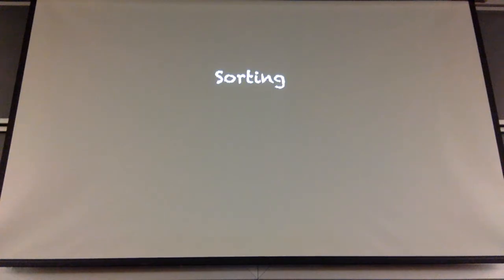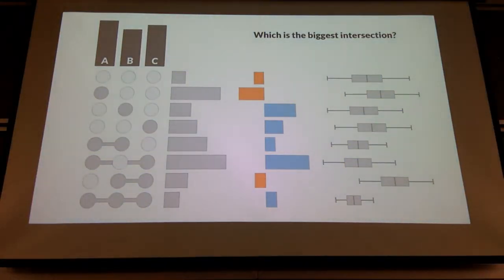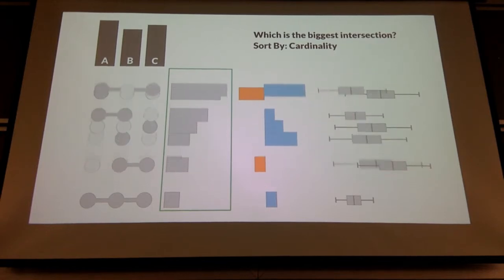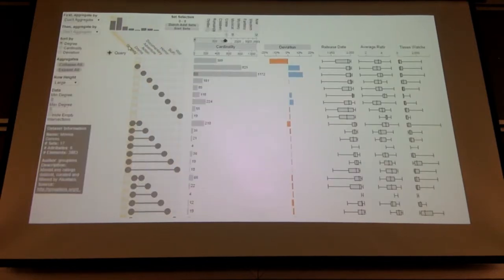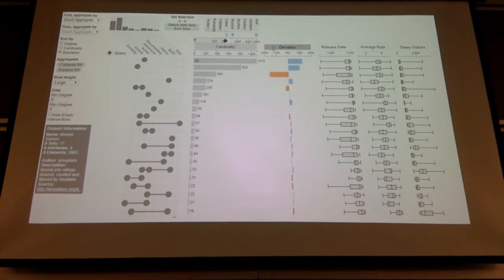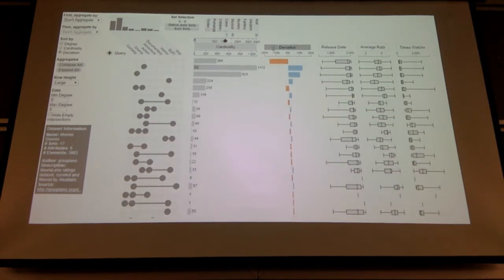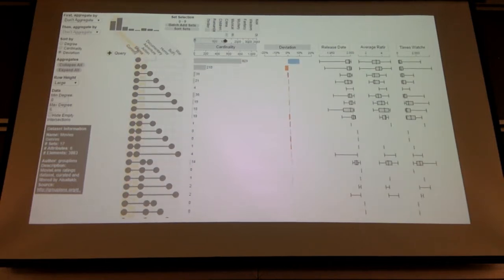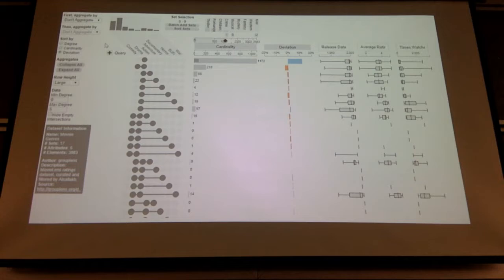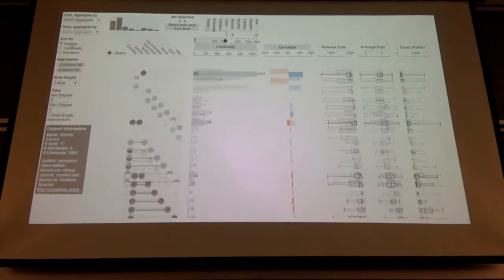So we can use sorting to answer more specific questions. For example, which is the biggest intersection? We can simply sort by cardinality. Or we can ask what is the most surprising intersection and sort by deviation. In the system, this is what this looks like. And you've seen this when we did our own homeworks with the tables. So these sorting operations allow you to ask specific questions.